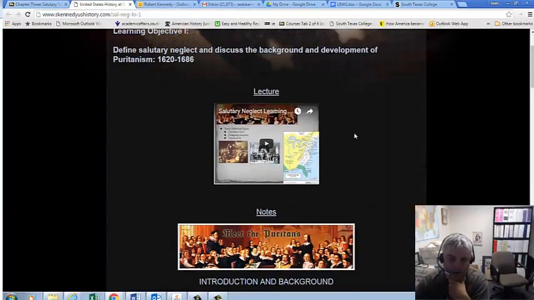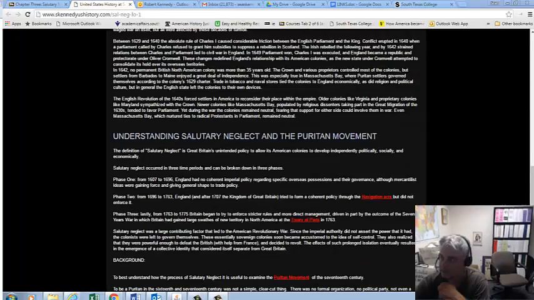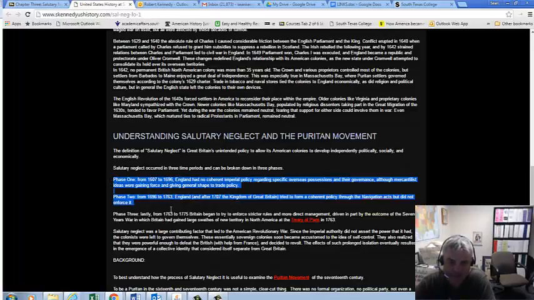So you want to define what salutary neglect is, and the definition can be found here about halfway down the page. The definition of salutary neglect is Great Britain's unintended policies. So understand that it's an unintended policy. It's not really a policy at all. It allowed its American colonies to develop independently, politically, socially, and economically from Great Britain. Part of that definition needs to include the different phases of salutary neglect. So you have 3 different phases down here, so do take note of that.